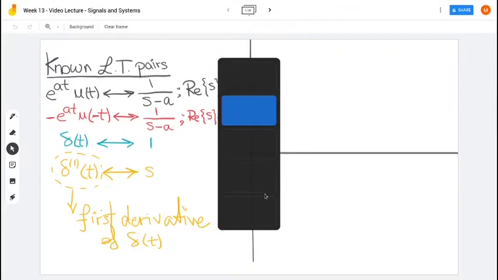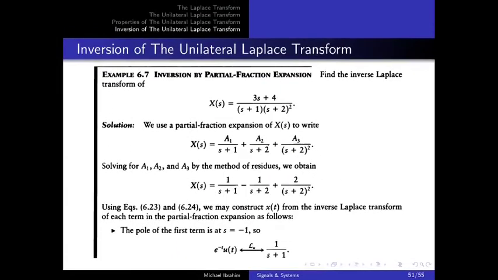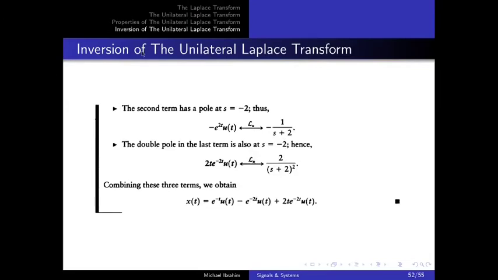Going to the lookup table, you can find it's very similar to this one, where a is equal to minus 2. And in this case, we'll be having the inverse Laplace transform of e to the minus 2t u of t. As you can see, 1 over s plus 2 will have the transform e to the minus 2t u of t. We have a mistake over here. It should be e to the power minus 2t.